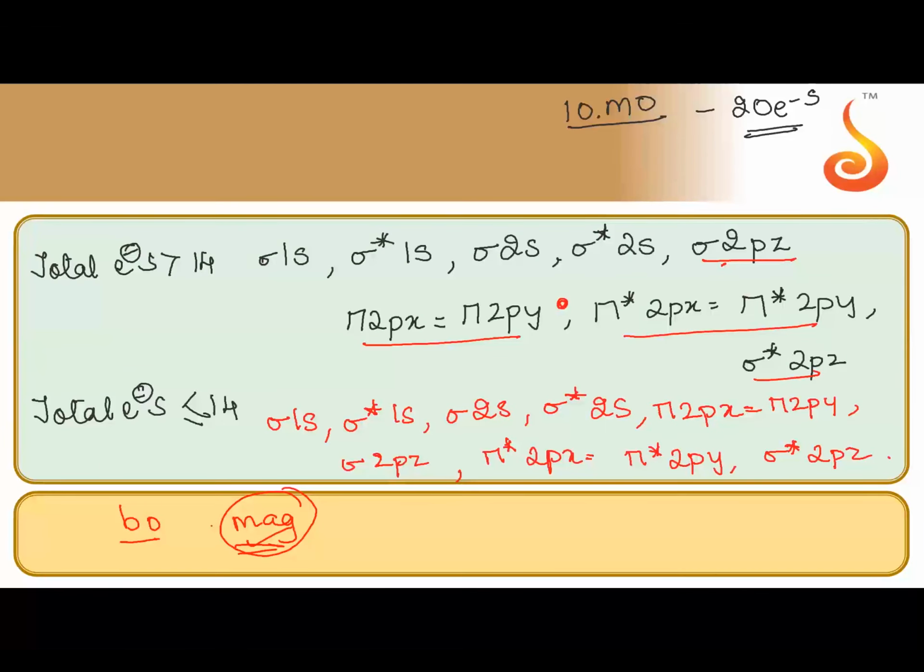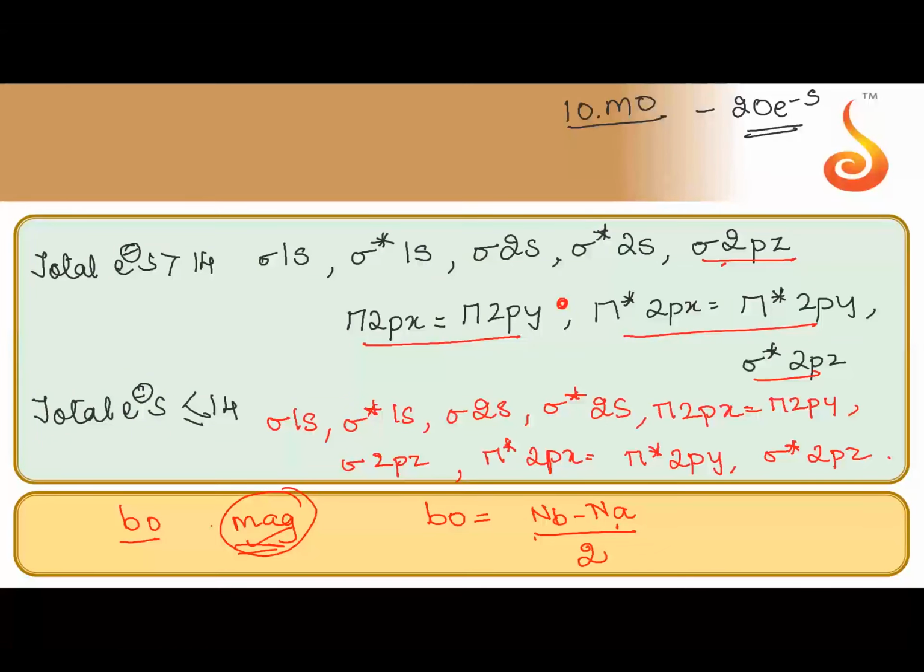Bond order. Now there is a formula for bond order. It is just a very simple formula. How many electrons are there in bonding orbitals minus the number of electrons present in anti-bonding, divided by 2. This is the bond order. What is bond order? Number of bonds present between two atoms. Now, so this is the theory.